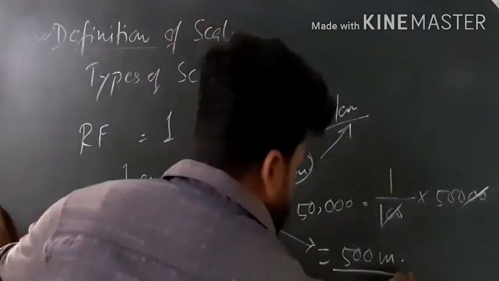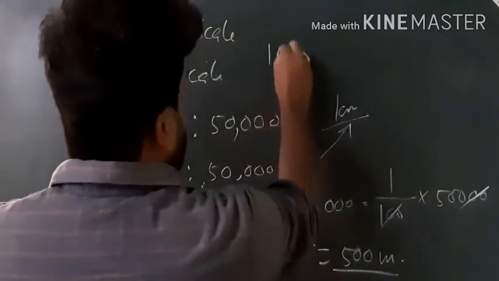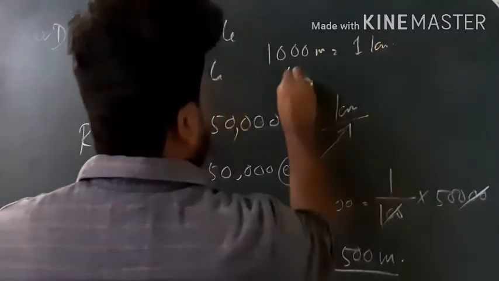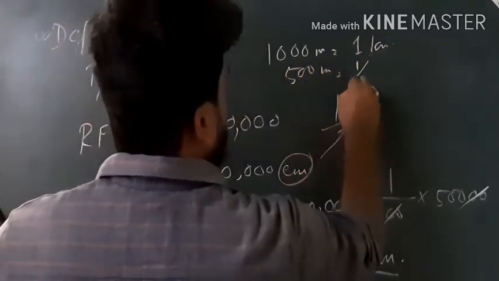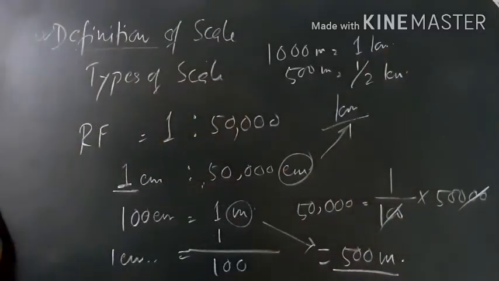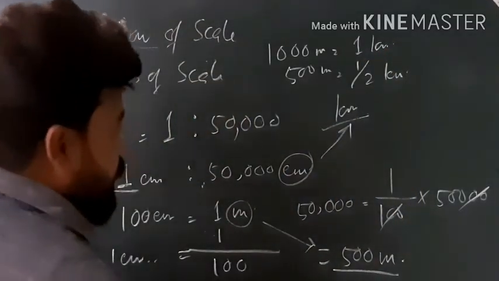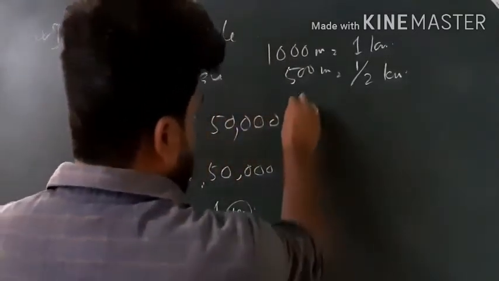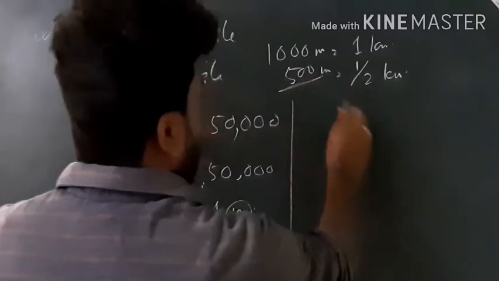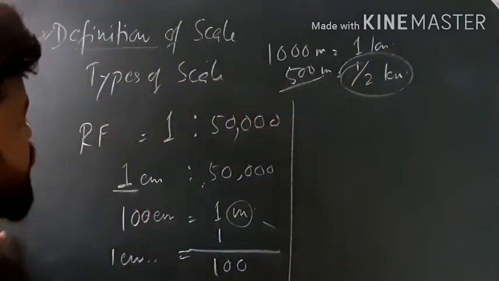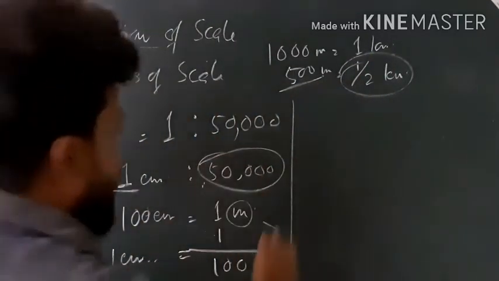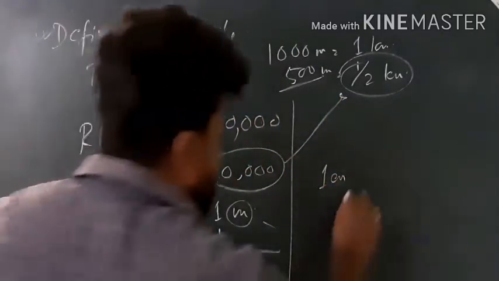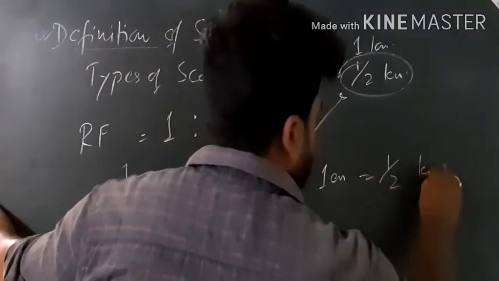So what is this 500 meter? If 1000 meter is equal to 1 kilometer, then 500 meter is equal to how much kilometer? Definitely half kilometer, right? So we have got the answer: half kilometer. That means this 50,000 units represent half kilometer. That means 1 centimeter, earlier 1 centimeter was there, right? So 1 centimeter is equal to half kilometer.